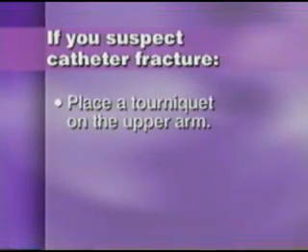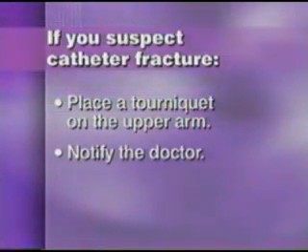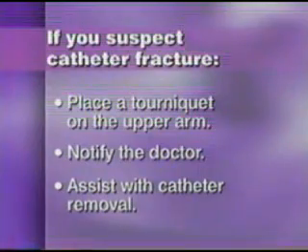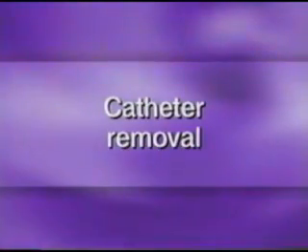If you suspect a catheter fracture, place a tourniquet on the patient's upper arm near the axilla to keep the catheter from migrating. Notify the patient's doctor and assist with the removal of the PICC if needed. If you are specially trained to do so, you may remove a PICC line or non-tunneled catheter. Tunneled catheters and VAPs have to be removed by a doctor.